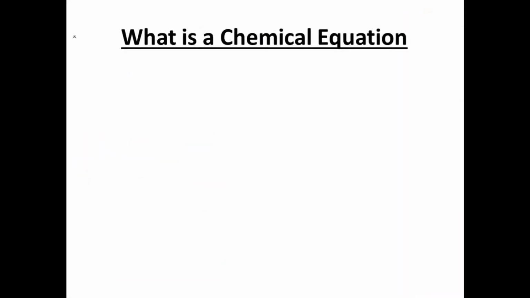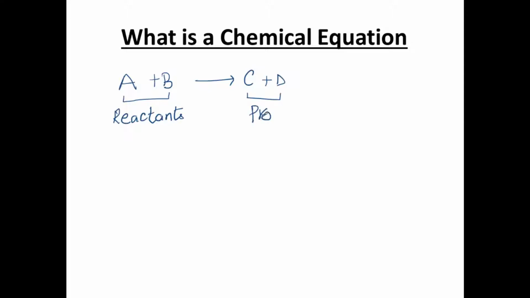For example, if I take A plus B gives C plus D. This is the arrow. The compounds or the elements which are written on the left hand side of the arrow are called reactants. However, the elements or the compounds which are formed on the right hand side of this arrow are called the products. So reactants react together to form the products. But sometimes they are balanced and sometimes they are not balanced.